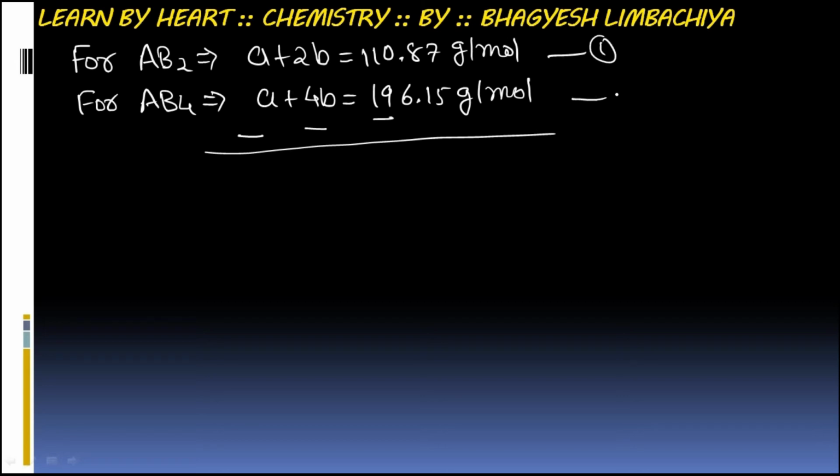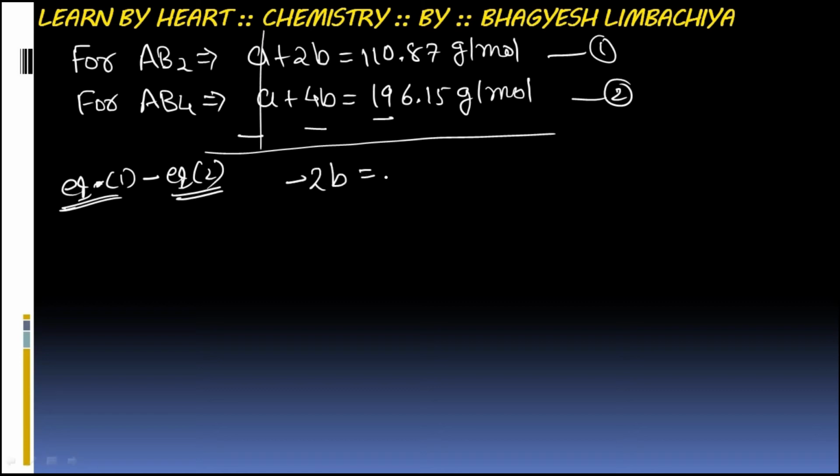So by subtracting equation number 2 from equation number 1, we are getting A, first of all, A is cancelled, then 2B minus 4B, so it will be minus 2B, and by subtraction we are getting the value minus 85.28. So the atomic mass of B will be 42.64 unit or gram per mole we can write.